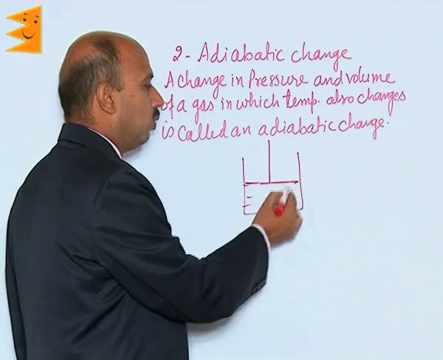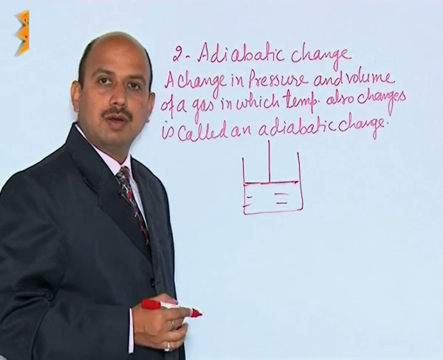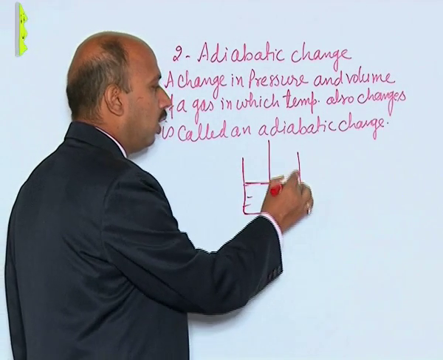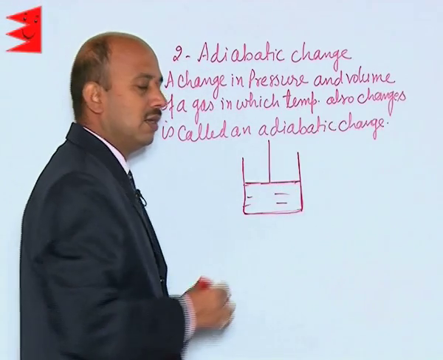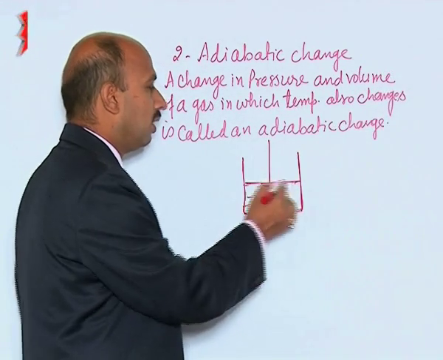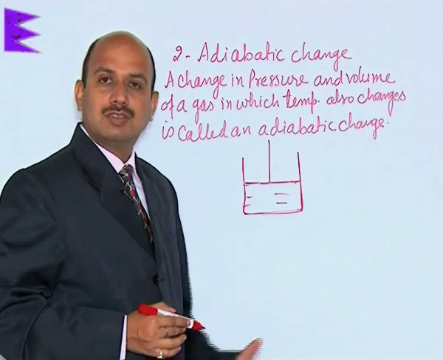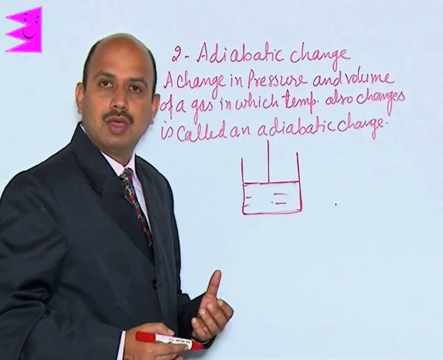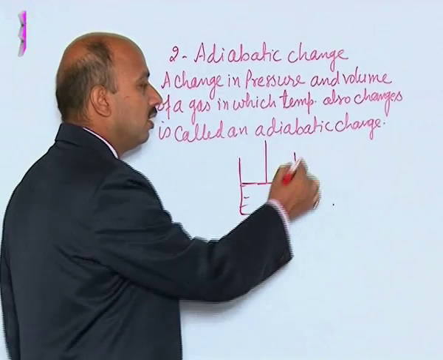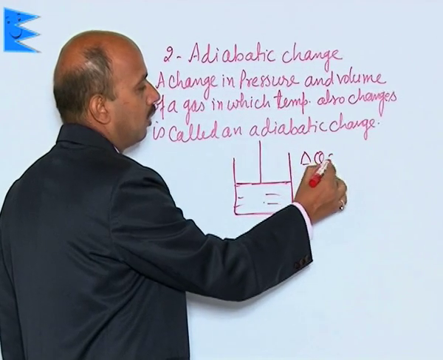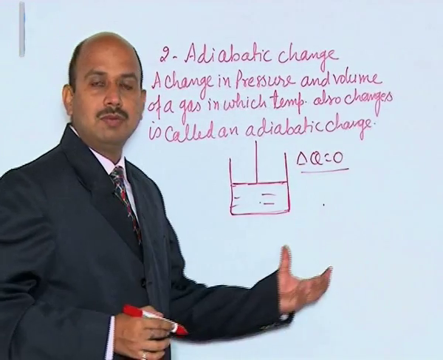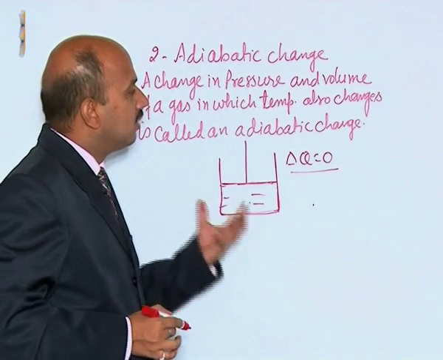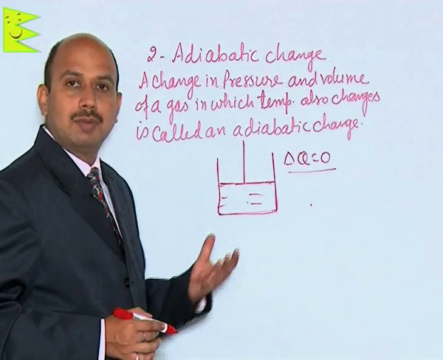When the gas is allowed to expand or the gas is compressed, suppose the walls are non-conducting, these are the adiabatic walls, and the piston is also non-conducting. So there is no exchange of heat between the system and the surroundings. It means in this case delta Q will be equal to 0. So no heat will be supplied from the outside, and no heat can go out. This type of change is known as adiabatic change.